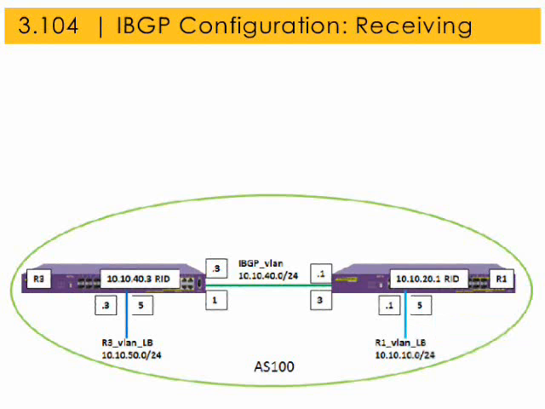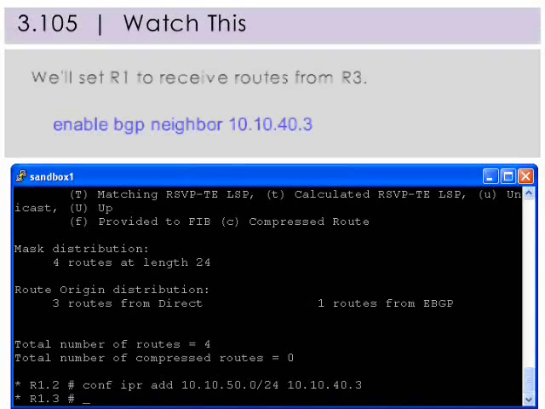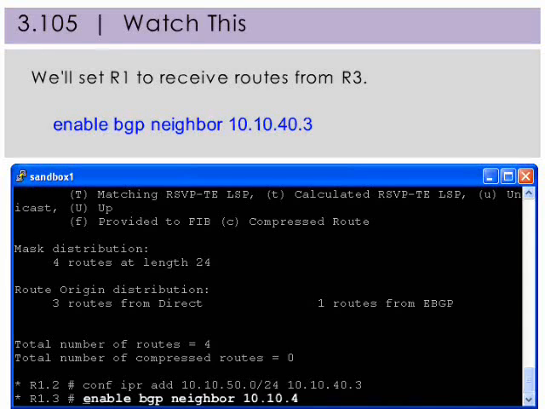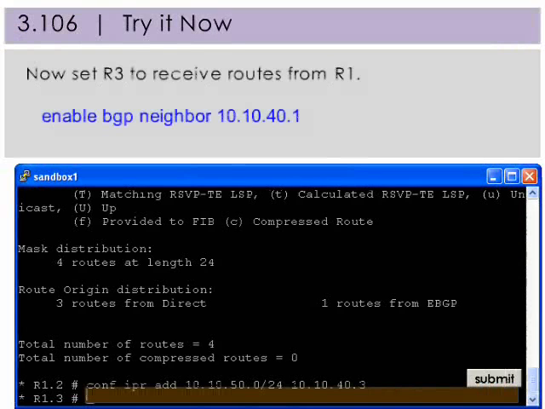We'll now configure the routers to receive routes from their BGP neighbors. First, we'll set R1 to receive routes from R3 by enabling R3's interface on the common network as a neighbor. Now you set R1 as the neighbor for R3. Remember, you must use the common interface.